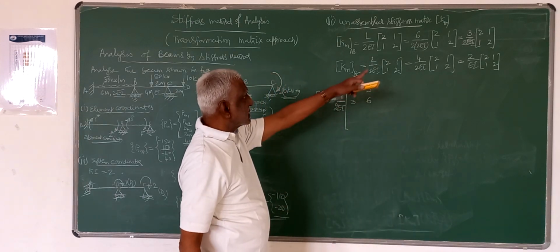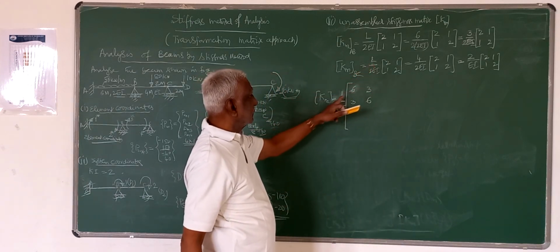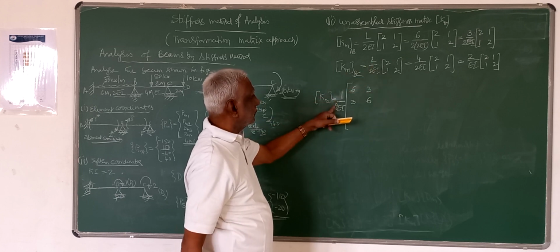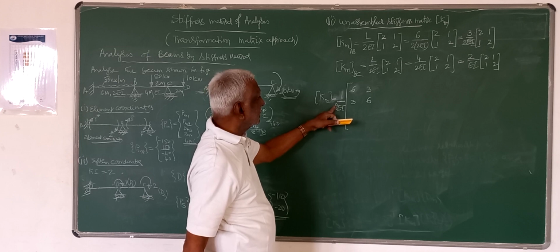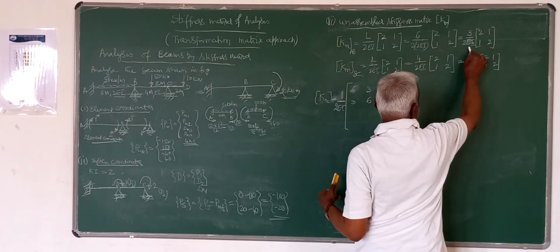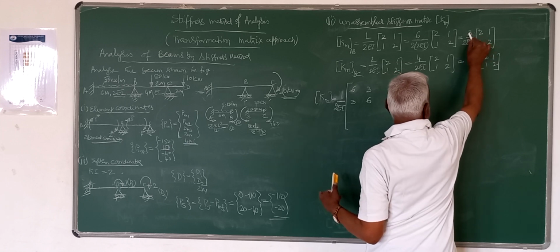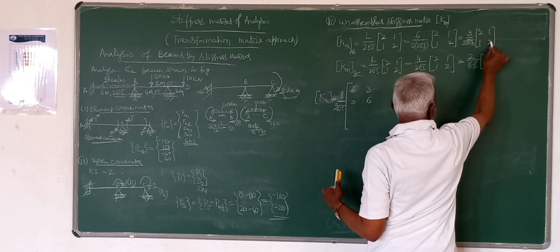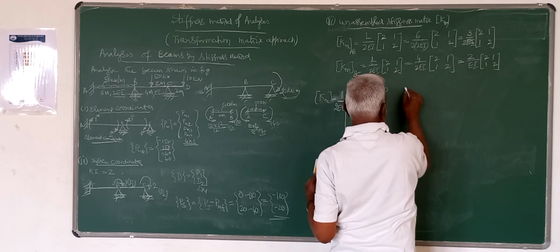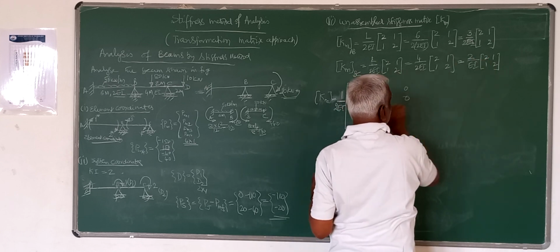Because 6 by 2 is 3, that 3 inside is same as 3 by 2. I'm taking 1 over 2 outside. So then this will be 6, 3, 3, 6. And here 0, 0, 0, 0.